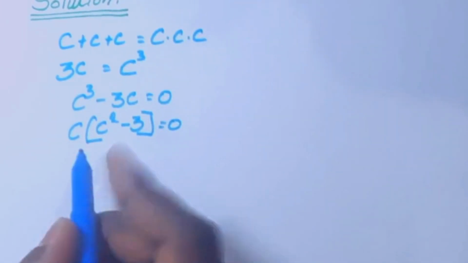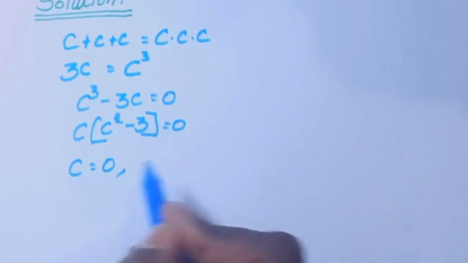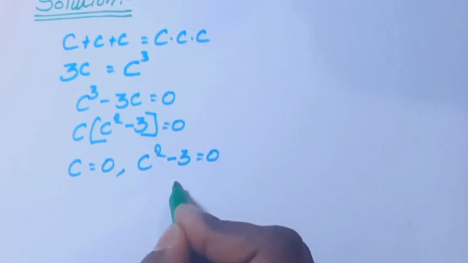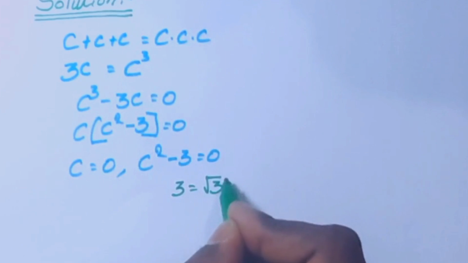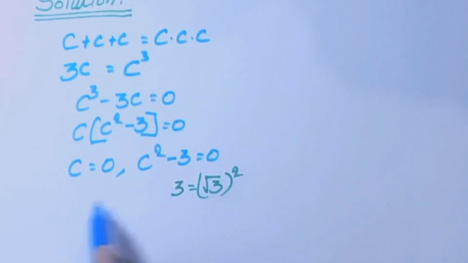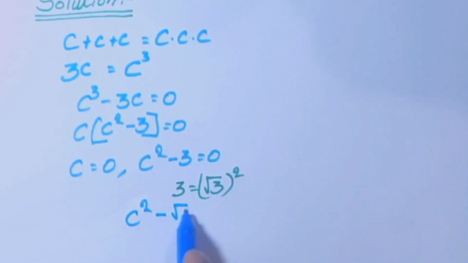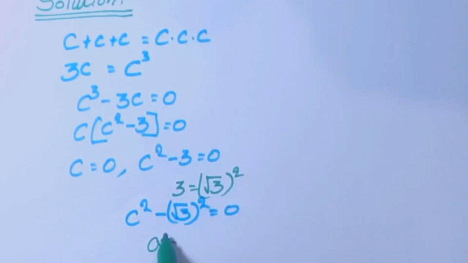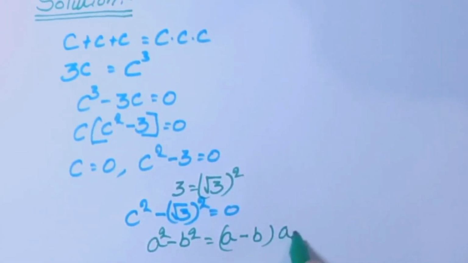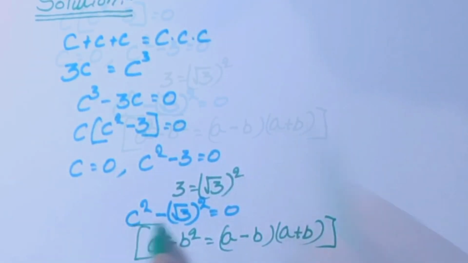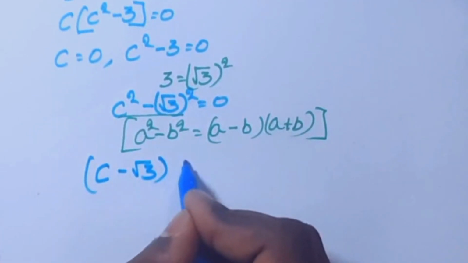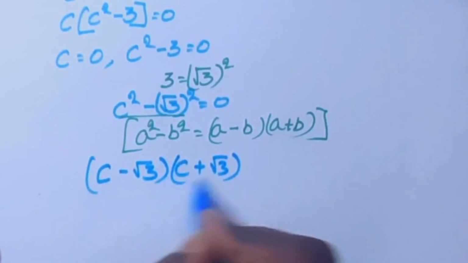Now, C equal to 0 is one equation. The other one is C square minus 3 equal to 0. This 3 can be written as 3 equal to square root of 3 whole square. So C square minus square root of 3 whole square equal to 0. Therefore, we know this formula: a square minus b square equal to a minus b, a plus b. This formula we are going to apply here. So we'll get C minus square root of 3, C plus square root of 3 equal to 0.